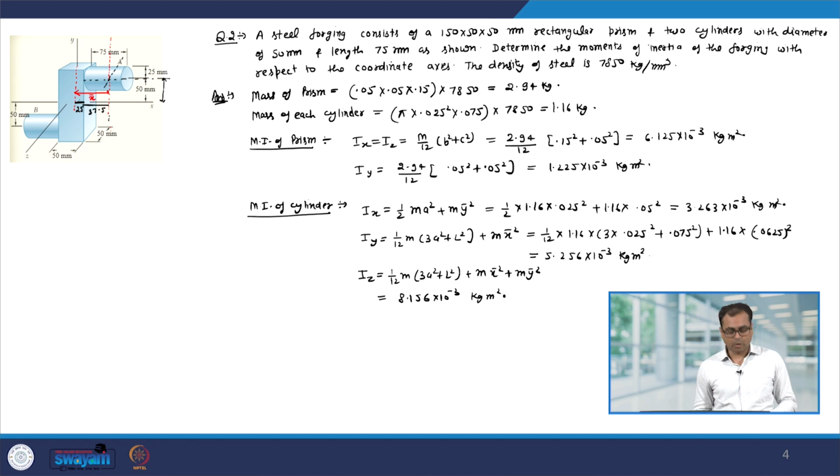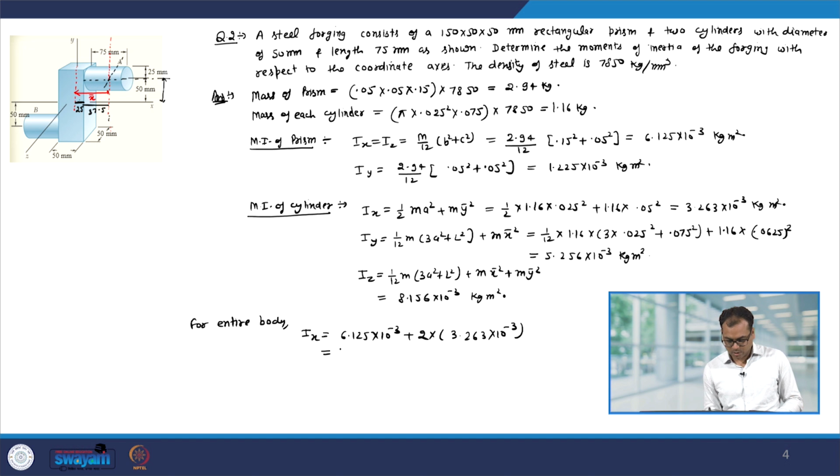Now, for the entire body, the moment of inertia about the x axis will be the moment of inertia of the prism plus the moment of inertia of two cylinders. Okay. So, that is equal to 6.125 into 10 to the power minus 3 plus 2 into, because there are two cylinders, the moment of inertia of each cylinder, which is 3.263 into 10 to the power minus 3. This is equal to 12.65 into 10 to the power minus 3 kg meter square.